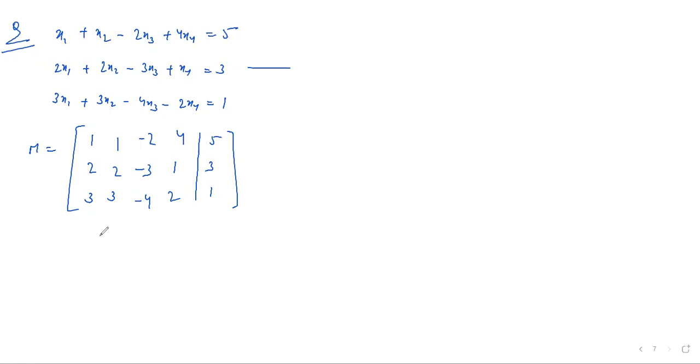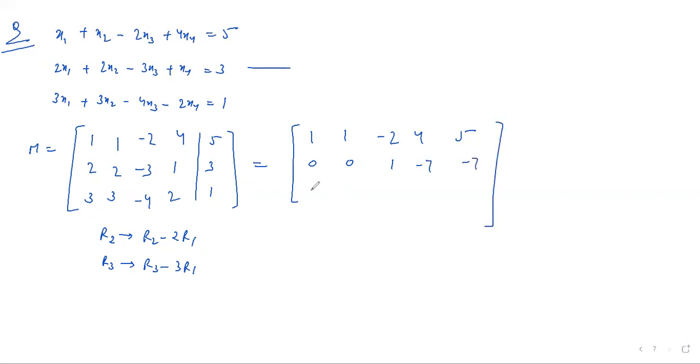Okay, so for applying the operation, we'll apply on R2: R2 minus 2 R1, and on R3 we will apply R3 minus 3 R1. This will give us 1 1 minus 2 4 5, and 2 minus 2 is 0, 0, and this will be 1 1, and this will be 8 minus 7, and this 5, 10 minus 7. And the other is 0 0 6, and this is 6. Okay, 2 minus 14 minus 14, and 15 minus 14.